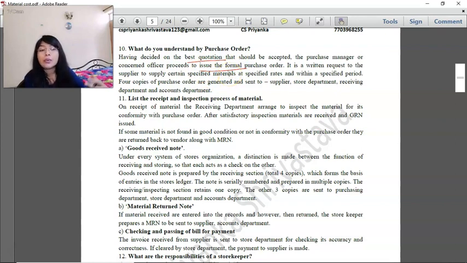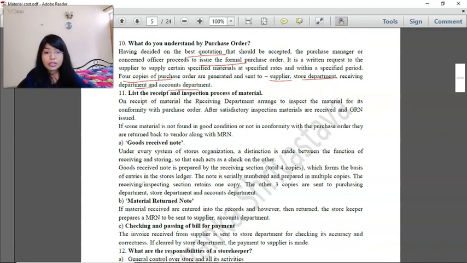It is a written request to the supplier that will contain the specific details about the material, the specific rate, specific quantity, and the specified period within which you need to provide the goods to the organization, to the manufacturing unit. Four copies of the purchase order will be generated. One will be given to the supplier, one to the store department, one to the receiving department, and the last one to the accounts department.